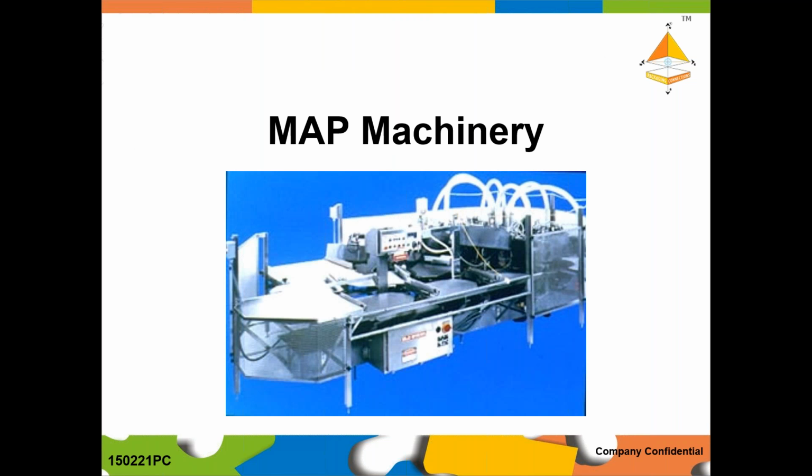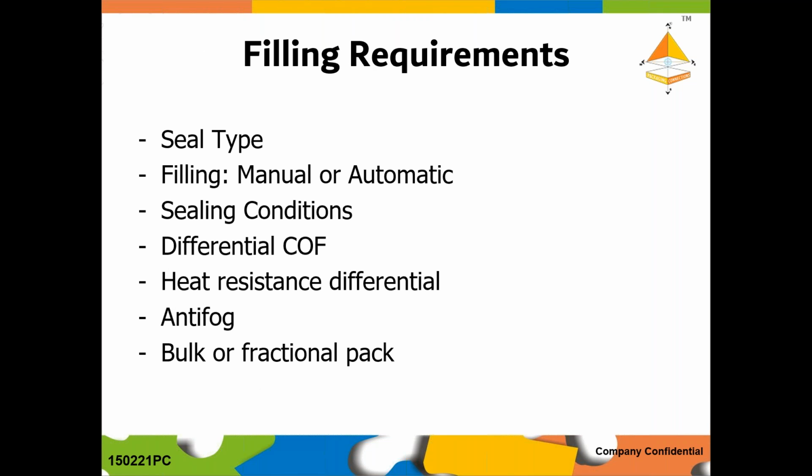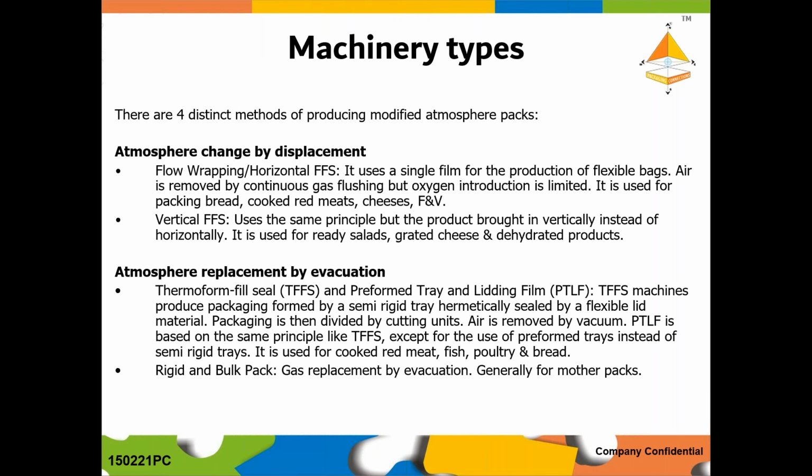This is how typically the MAP machinery looks. And you need a different kind of packaging material for this. So these are the converting requirements. Filling requirements, what kind of seal type, manual filling, automatic filling, accordingly. What is the coefficient of friction to run the film, etc. Accordingly, the machines are selected. Different machine types.